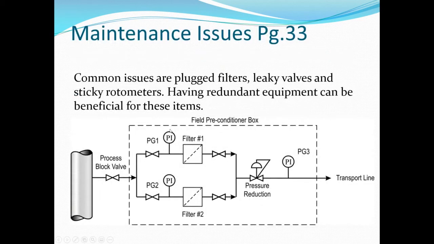Okay, maintenance issues. Common issues: plugged filters, leaky valves, and sticky rotameters. These are really probably the top three. We can get around that by having redundant equipment. That's beneficial. So here we have our transport line coming to what we see here is a new piece of equipment called a preconditioner box. So if you know your system's prone to gumming up and plugging up, that kind of stuff, installing redundant conditioning hardware is probably worthwhile for you. So you can do that.